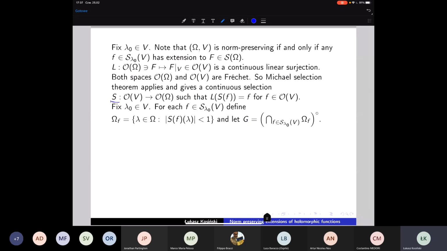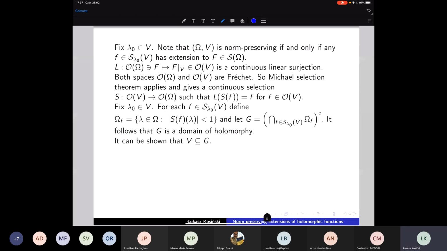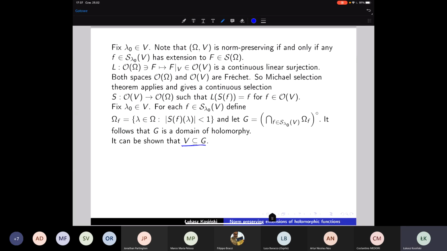So if we use it, we can find a continuous linear operator S such that L of S of F is equal to F for any holomorphic function on V. For each F, we consider this set omega F and define G as the interior of the intersection of these sets. It can be shown, it's not so difficult, that V is contained in G. So in particular it is not empty. By definition, it is open, and any such set is also pseudo-convex.